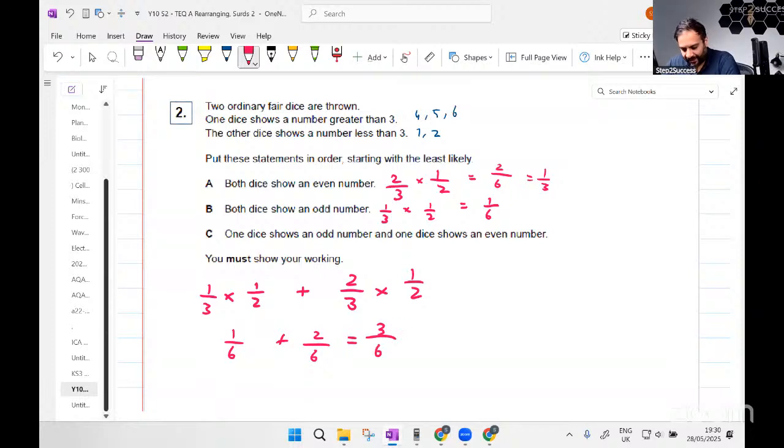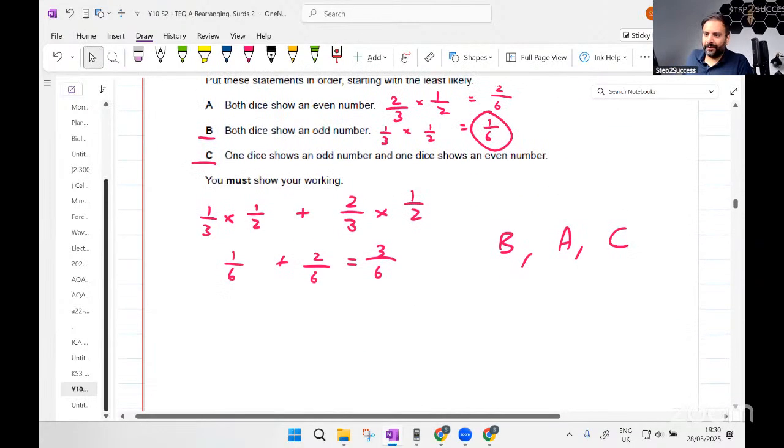But let's leave it as sixths, actually. Let's go back to that. So it's 2/6, 1/6, and 3/6. And then you can see which one's the least likely. The least likely is that one, so B. Then 2/6, which is A, and then 3/6, which is C. That has got to be the answer to that.